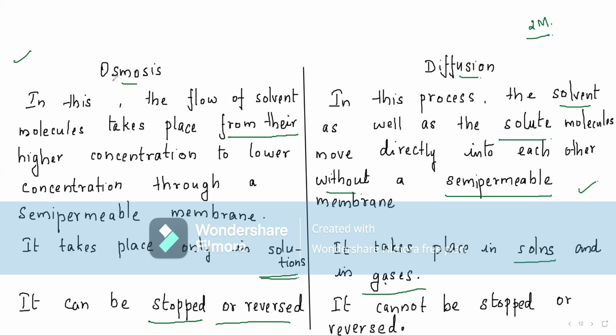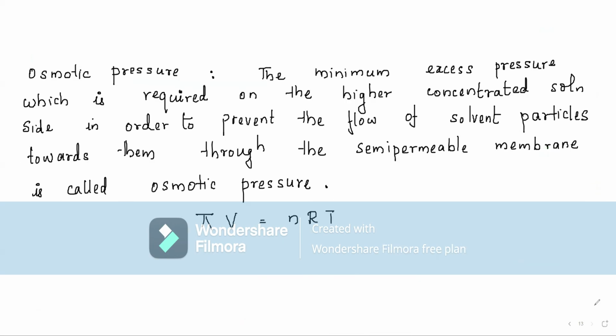Okay, so osmosis and diffusion are two different properties. We must know the differences between these two. Here are the differences. Please write this down and study that. Now, we understood what osmosis is and how it is different from diffusion. But what is osmotic pressure?